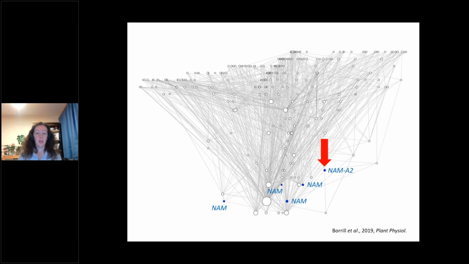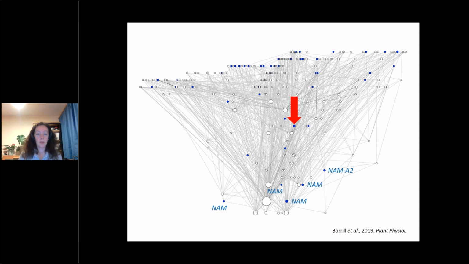So of course we were interested in other genes in the network. These genes that I've now highlighted in blue are all NAC transcription factors. NAC transcription factors were of particular interest to us because they're known from a range of other plant species to be involved in regulating senescence. So we wanted to see whether any of these other NAC transcription factors within the network also had a phenotypic effect on senescence when knocked out.